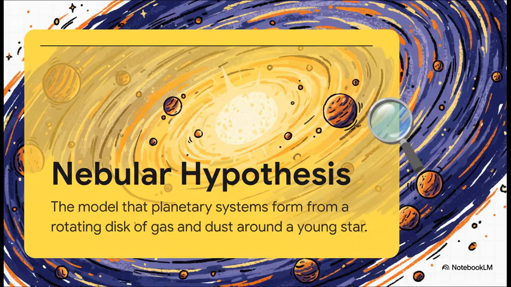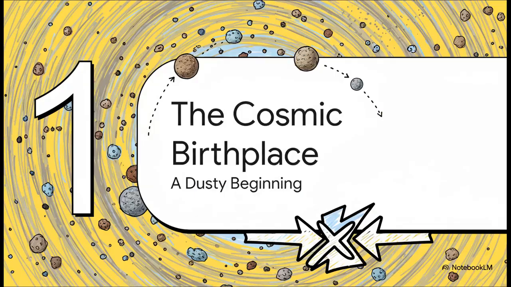Okay, so the story always starts here, with what's called the nebular hypothesis. The basic idea is simple. Right after a star is born, it's surrounded by this massive spinning platter of leftover gas and dust. This is the protoplanetary disk. Think of it as the cosmic nursery, the warehouse of raw materials where all the planets are going to be born. So all our ingredients are there, just swirling around in this disk.